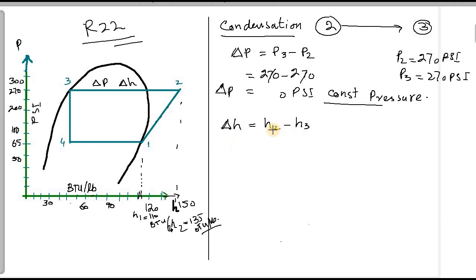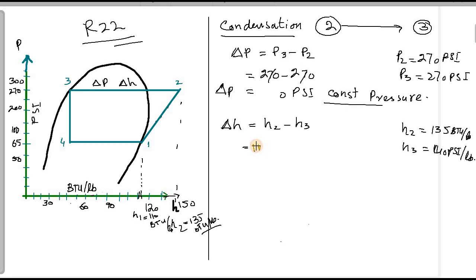The value of H2 is 135 BTU per pound, while the value of H3 is equal to 40 BTU per pound. And according to this formula, delta H will be equal to H2, which is 135.